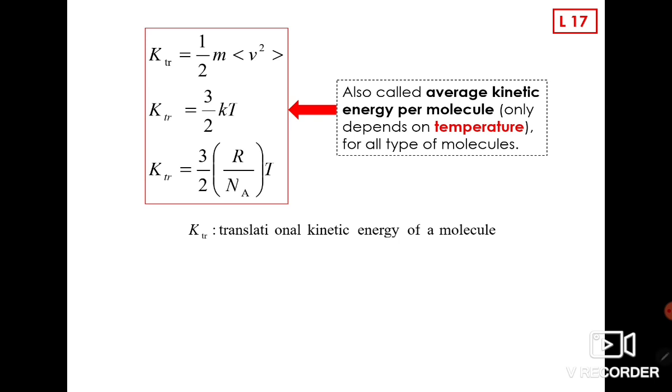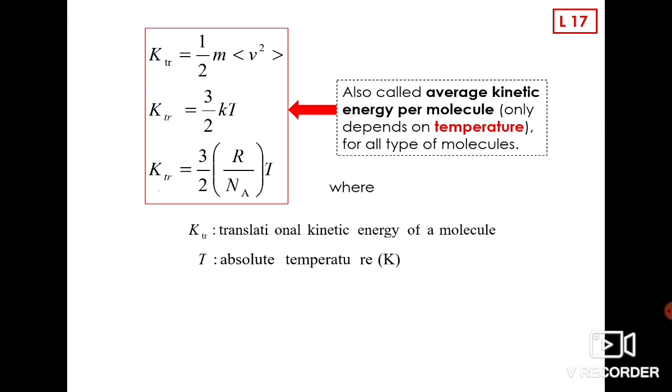Or this equation can be written as translational kinetic energy equal to 3 over 2 R over NA times T. This equation is also called the average kinetic energy per molecule. It only depends on temperature for all types of molecule.